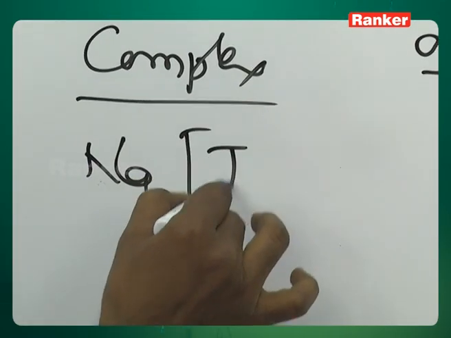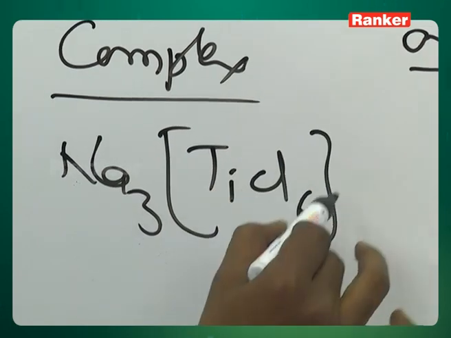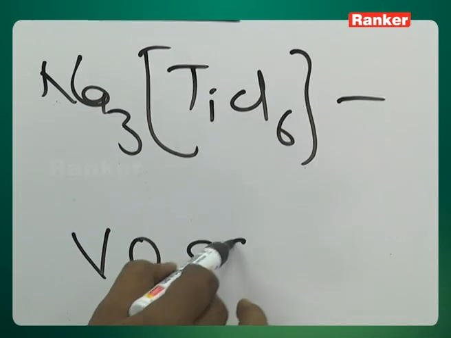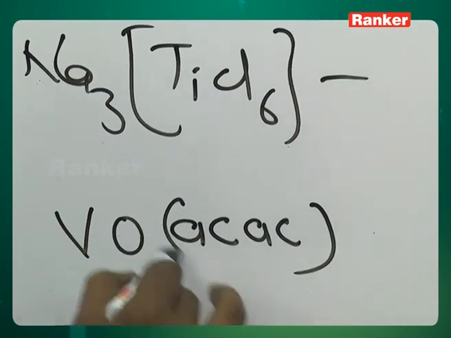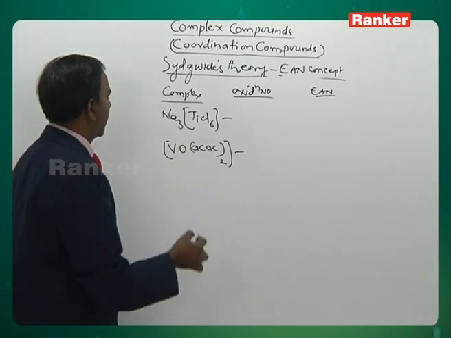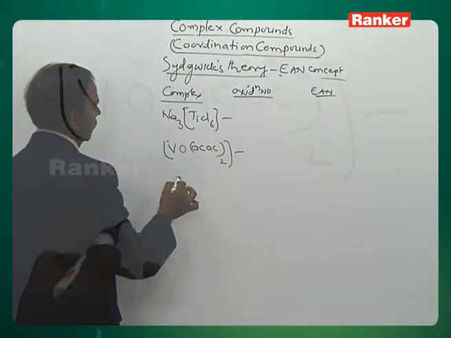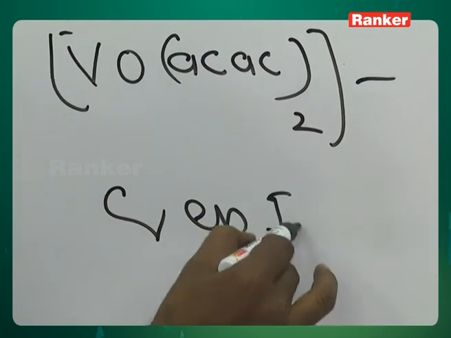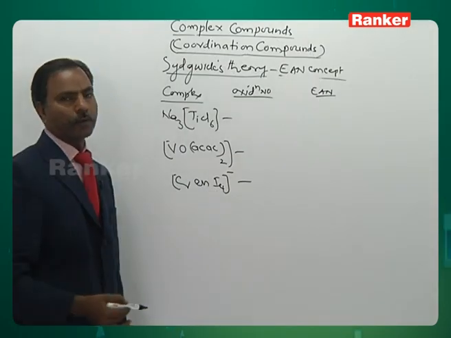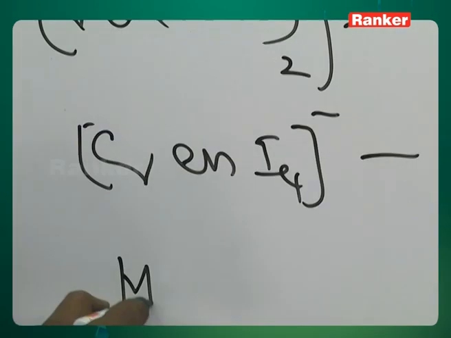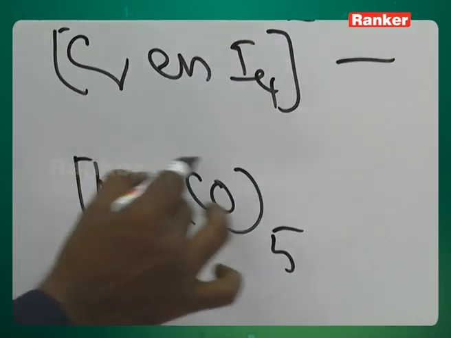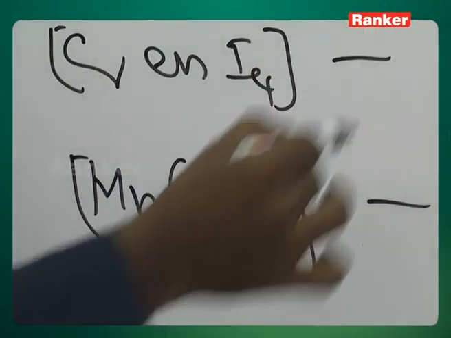Let me give some of the complexes. Na3[TiCl6], what is the complex? Vanadium, VO(acac)2. Next, Cr(en)I4 minus chromium complex. Mn(CO)5 is the complex.